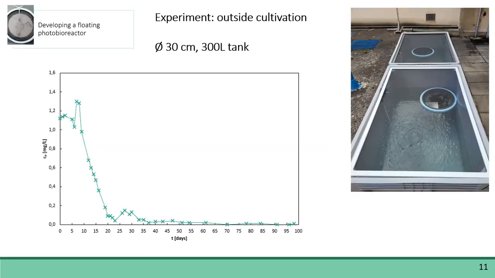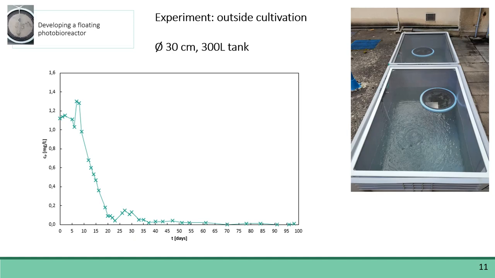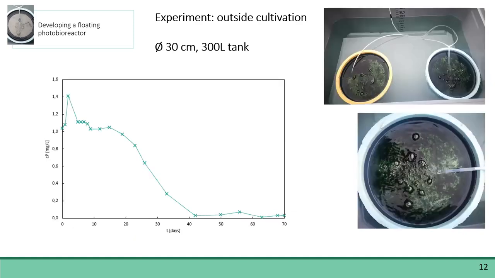For developing a floating bioreactor, last summer we held a few outside cultivations. We used this 300 liter tank and a bigger model of the floating bioreactor, which has a diameter of 30 centimeters. And we also monitored the phosphorus uptake from the media. The first cultivation was held for 100 days and the second for 70 days. Here we changed the mixing, because it was quite crucial to have mixing inside the bioreactor and not just in the water in the tank.